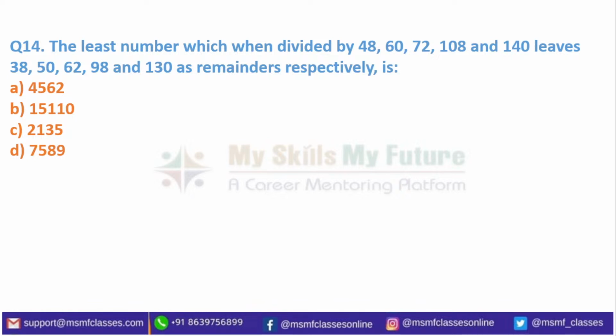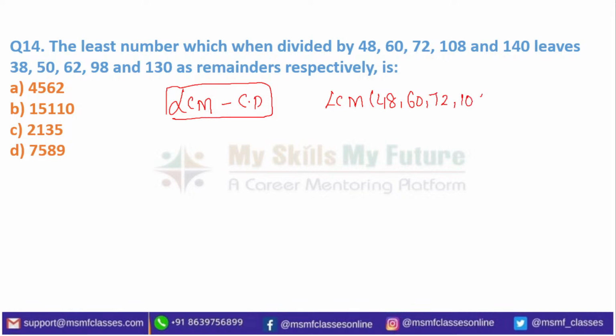The least number which when divided by 48, 60, 72, 108 and 140 leaves 38, 50, 62, 98 and 130 as remainders respectively. We know that the answer is LCM minus the common difference. First find the LCM of 48, 60, 72, 108, 140. The LCM of these values is 15120.